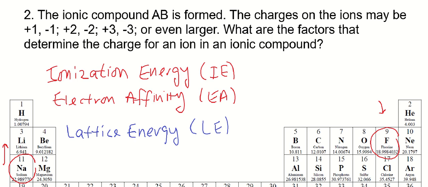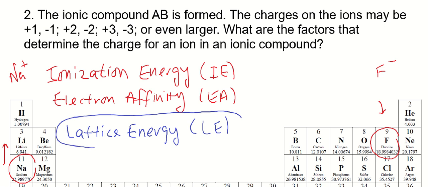Now when fluorine turns into fluoride, one negative, and sodium turns into the one positive cation, those two are going to be attracted. And you're going to get some amount of lattice energy that's going to dominate. So that's why we know sodium fluoride forms one positive, one negative ions.